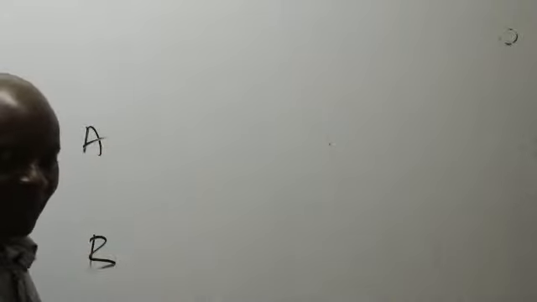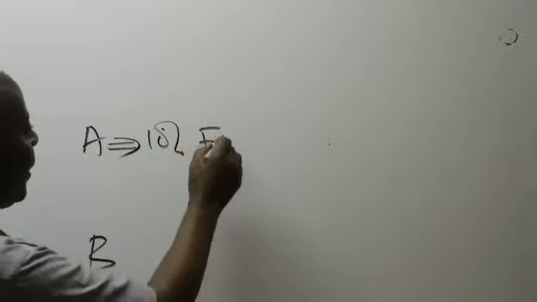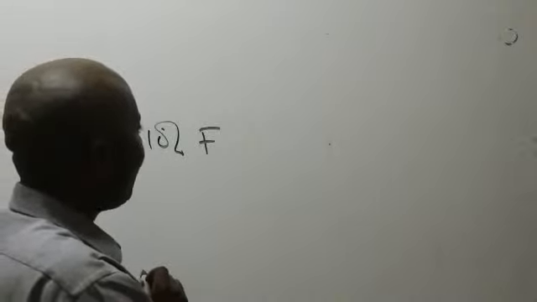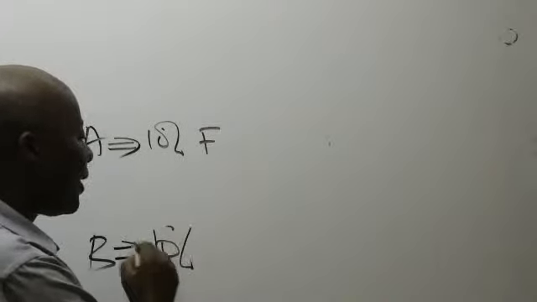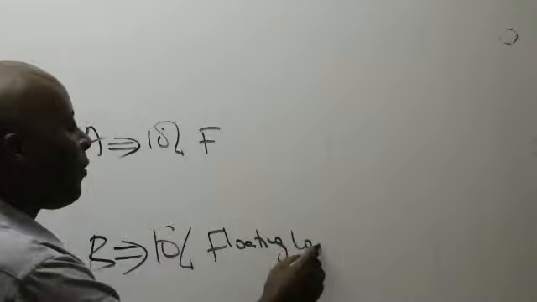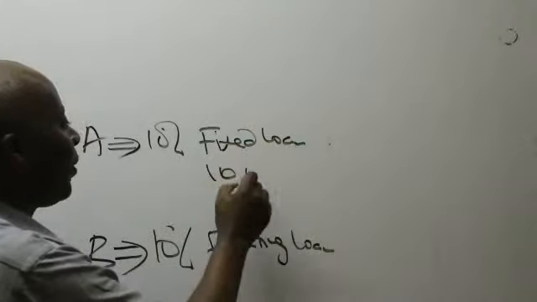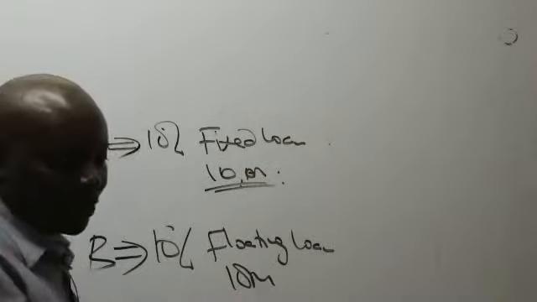So again, we have company A, we have company B. Company A, in this case, could be having a loan of, say, 10% fixed. It's a fixed loan, 10% per annum. And then B could also be having 10%, in this case, floating. A floating loan. This is a fixed loan of, say, 10 million Kenya shillings, and this one here is also 10 million Kenya shillings.